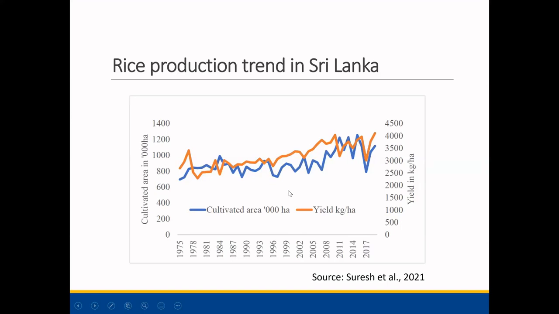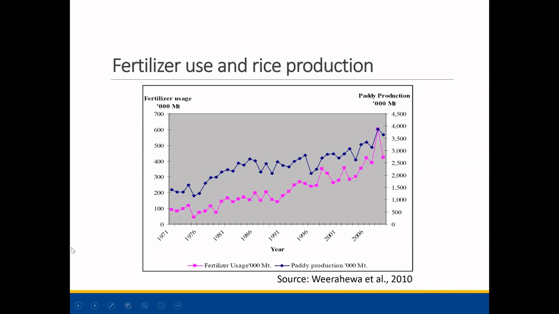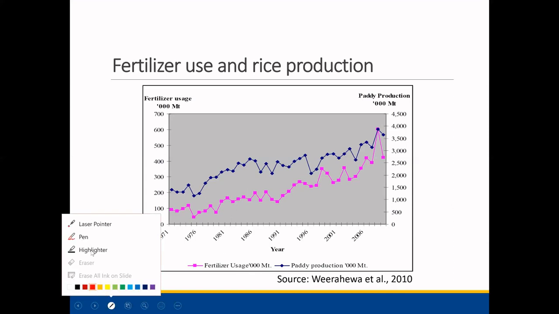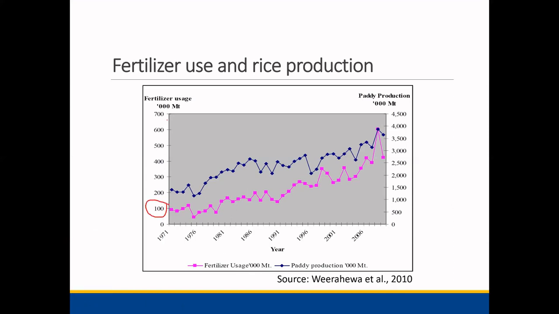Okay. So another important thing we should know is that this graph will show you, again here on the x-axis we have the years, from 1970s to around 2010. On the primary y-axis, you have the fertilizer use in 1,000 metric tons. That means, for example, if you want to read this 100, you have to multiply by 1,000. So if it is 100, you have to read it as 100,000 metric tons, because you have to multiply this by 1,000. That's what it indicates.